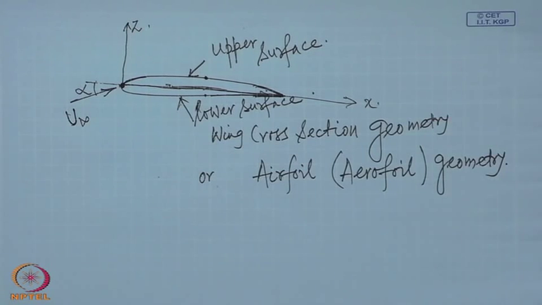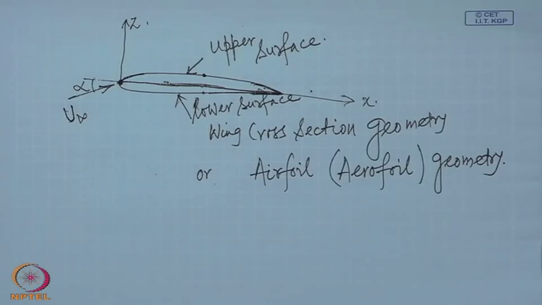For supersonic use, often the leading edge of the airfoil is also pointed, while for subsonic use the leading edge is smooth and round, but for supersonic use often the leading edge is sharp.